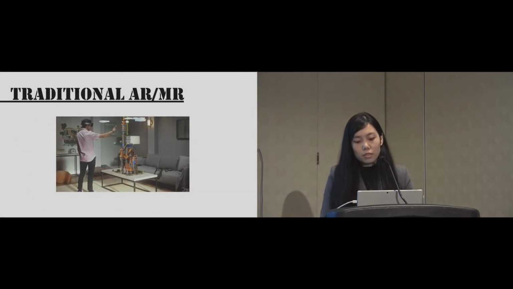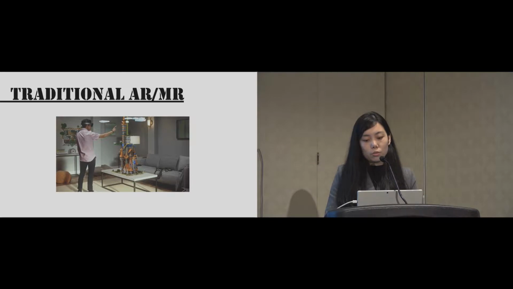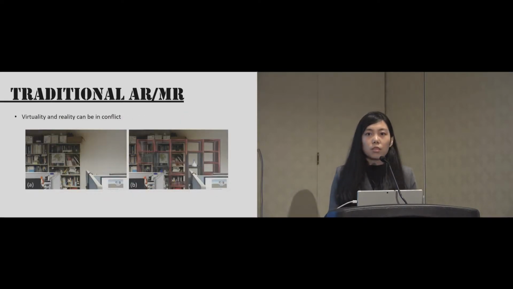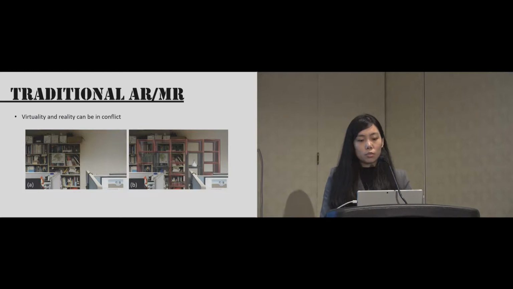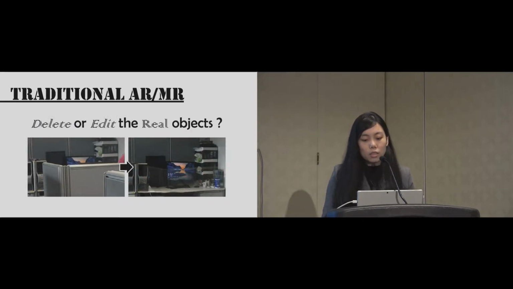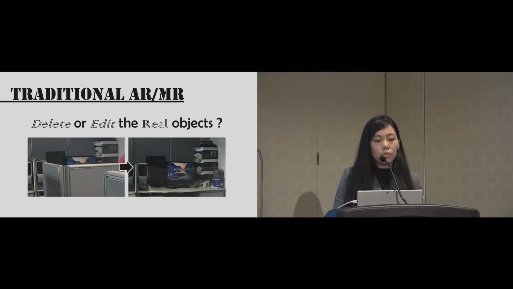Mixed reality is a good way to do this kind of modification for the room. But in previous applications, we only add some virtual objects in the real scene. And there may be some problems, such as the virtual objects may conflict with the real ones, like the bookshelf shown here. So what if I want to replace the real bookshelf with a virtual one? Is it possible for us to delete or edit the real object in mixed reality?